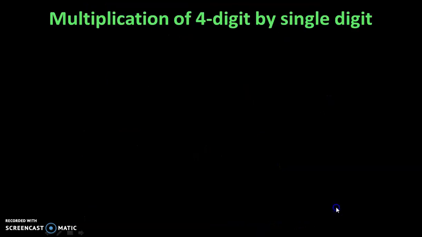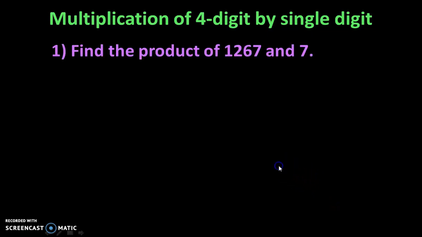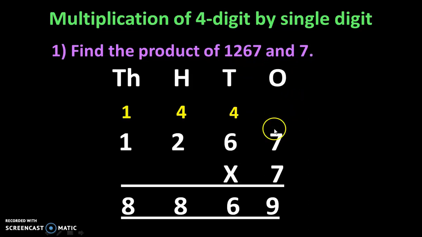Next is multiplication of a 4-digit number by a single digit. So far you have done 3 digits by 2. Now we'll start with 4-digit and 1. 1, 2, 6, 7 with 7. I have multiplied here and I have given the answer. This is as usual, which you already know. So I have just worked it out.